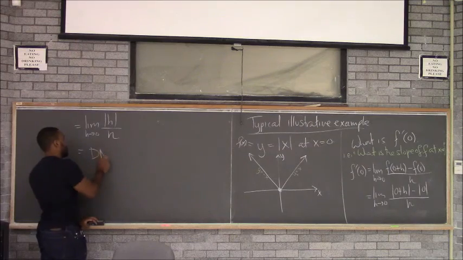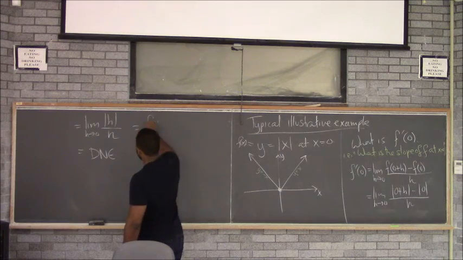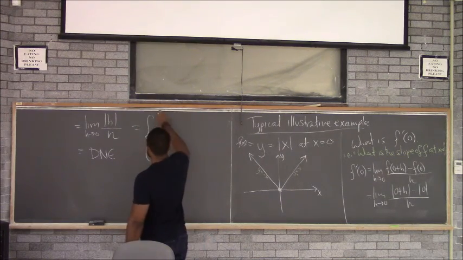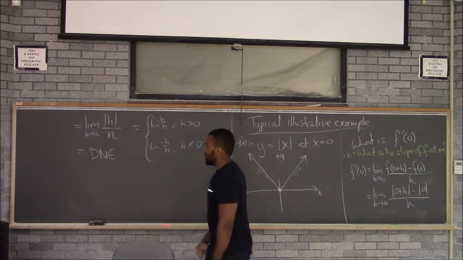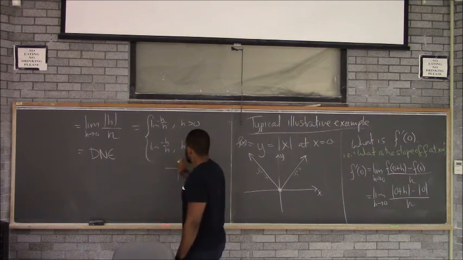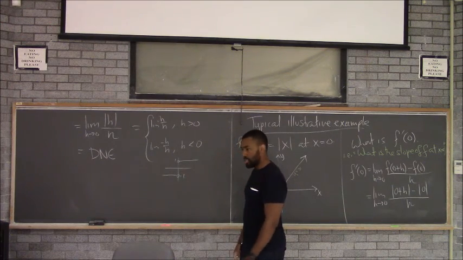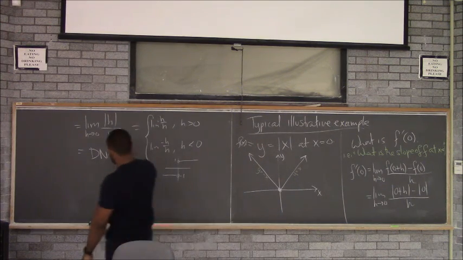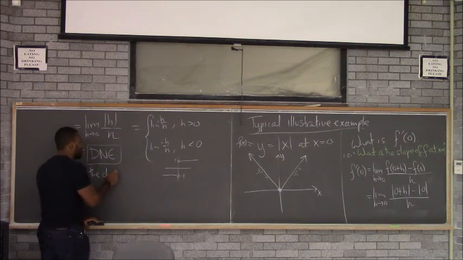Why? Because the absolute value splits it into two parts. It gives you h over h, the limit of that if h is greater than 0, and it gives you minus h over h if h is less than 0. And so this limit is kind of trying to find that function. And of course, the limit's not going to exist here because the left doesn't match up with the right. So this does not exist, i.e., the derivative does not exist at 0.